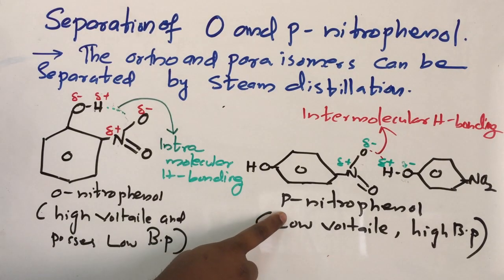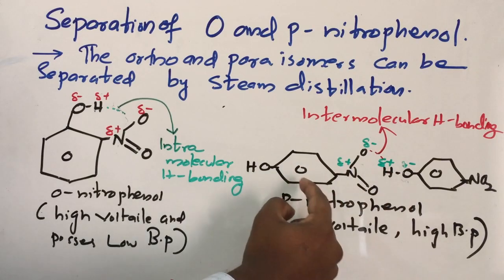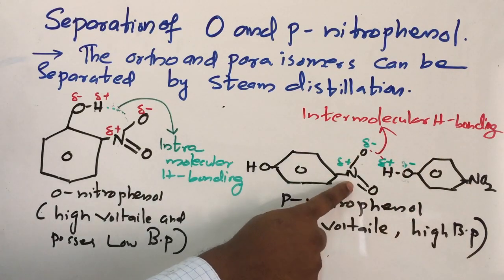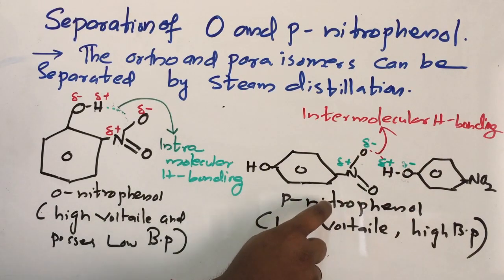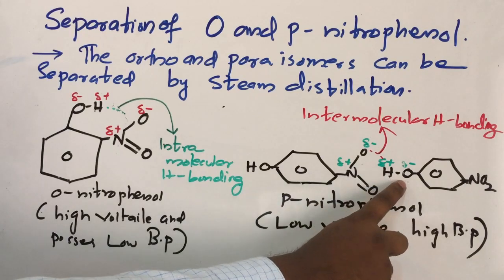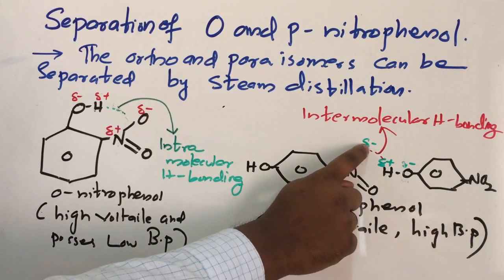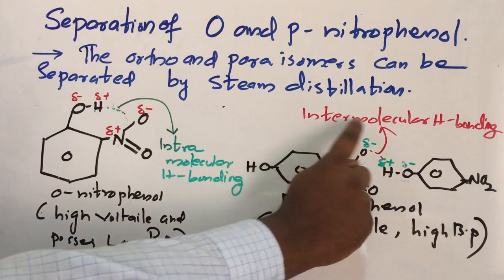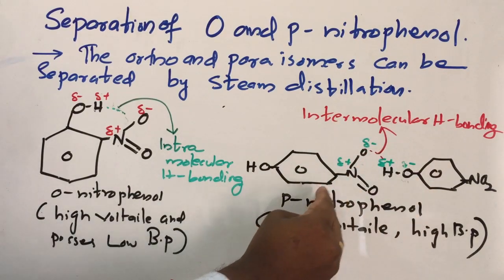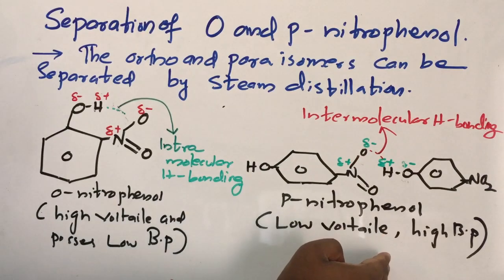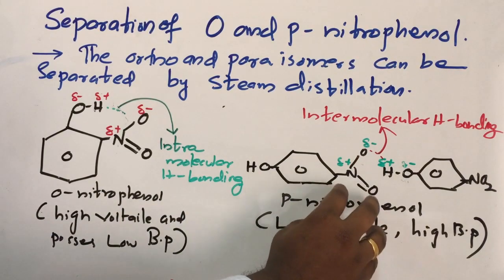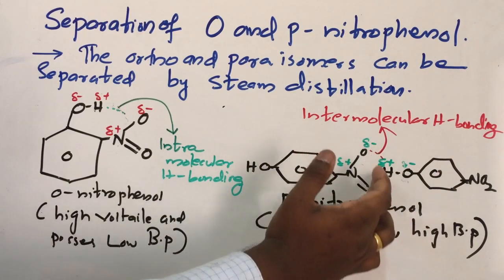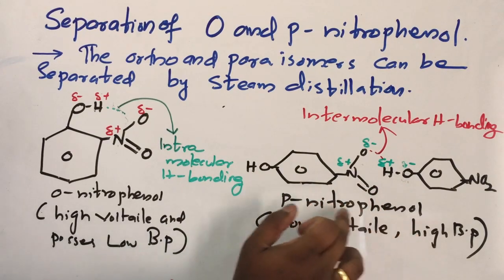But in para-nitrophenol, there is hydrogen bonding between molecules. This hydrogen bonding is called intermolecular hydrogen bonding. Let's see here: the NO2 group of one nitrophenol is bonded with the OH group of the next nitrophenol. O is delta negative and H is delta positive here, and it makes an attraction. That attraction is called intermolecular hydrogen bonding. So the bond between molecules is strong. The conversion of para-nitrophenol to vapor needs more heat, because breaking this bond needs more heat. So the boiling point of para-nitrophenol is high.